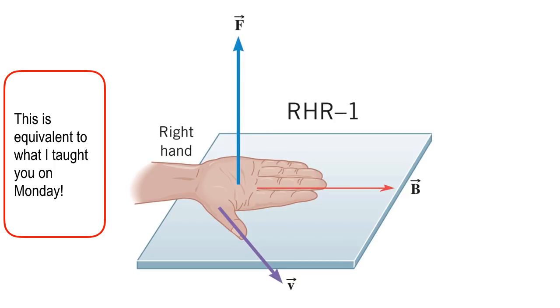Now, I want to point something out to you. You're going to be using the right-hand rule today in a few minutes. We're going to do some clicking questions. Let me start the clicker. Hold on a second. You get your clickers out, and I'll get my clicker out here, and we'll start clicking.